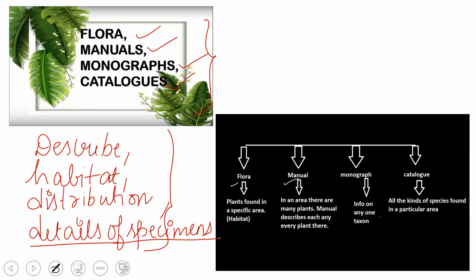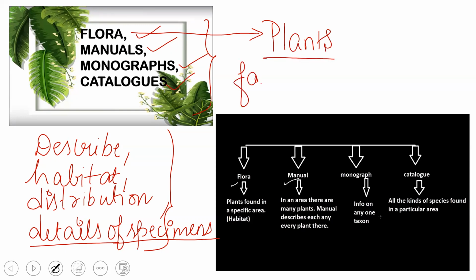Now we'll understand one by one what exactly is flora, what exactly is a manual, and what exactly is a monograph. Okay, first one is flora. So what is a flora? See, there are two meanings for flora. One is that flora is itself called plants. Instead of plants, we refer to it as flora. With regard to animals, we call it fauna. That is one meaning. The other meaning here is that flora is a document which is in the form of a book.